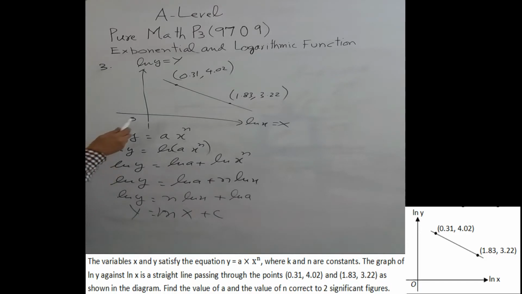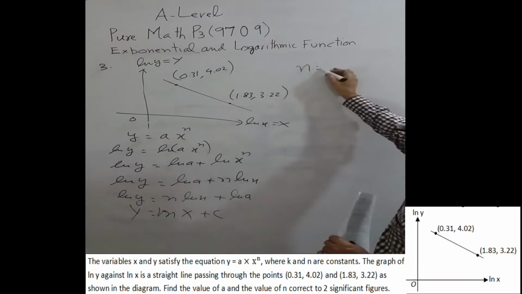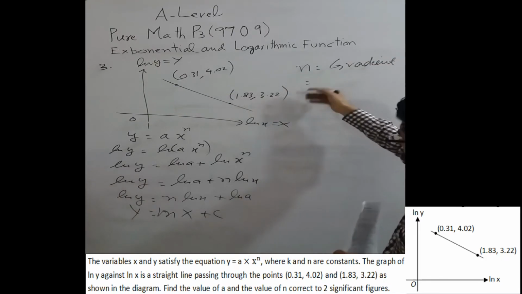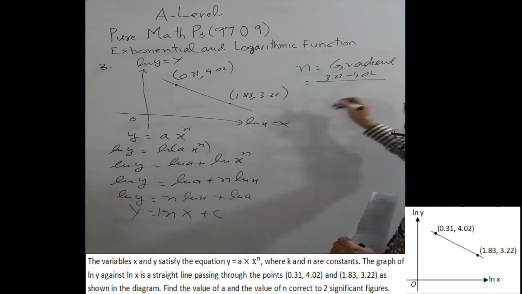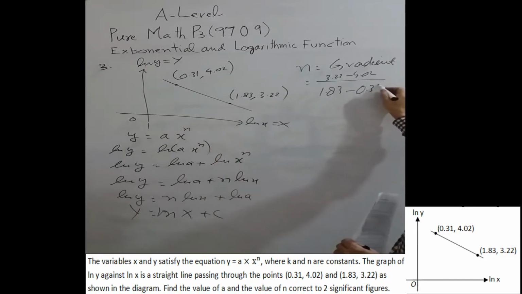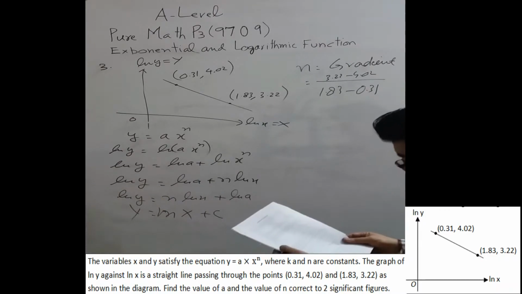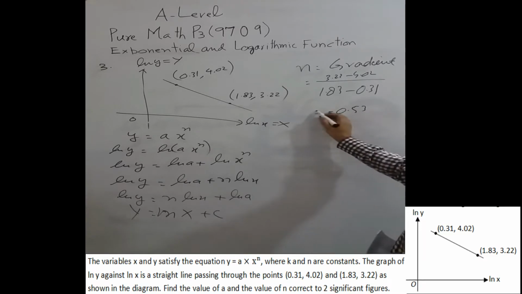Now in this question we don't know the y-intercept. Firstly, we can find the gradient n. So n is the gradient. Now you apply the formula of gradient, y2 minus y1 over x2 minus x1. So you can find the value of n. You find it will be minus 0.53. This is the value of n.